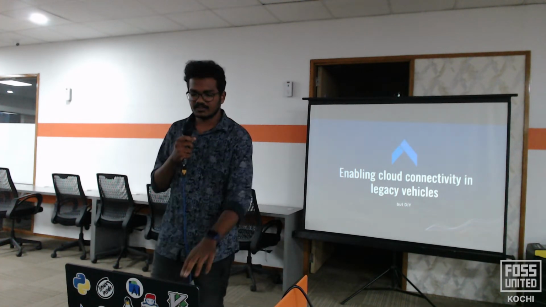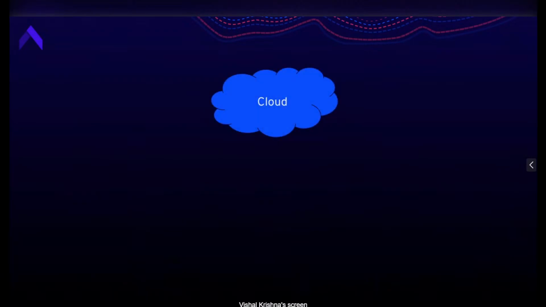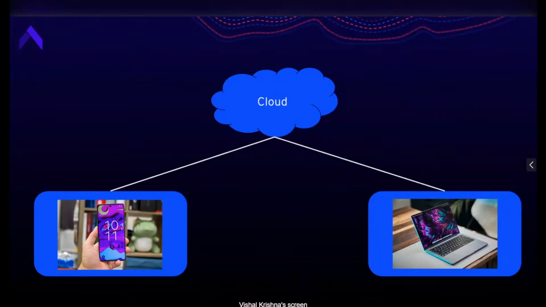Okay. So we first say what this is. What do I mean by cloud connectivity in vehicles? You have a cloud, the cloud meaning the internet itself, and usually what all is connected to the cloud? You have your phone, you have your laptop. Everything is connected to the cloud.